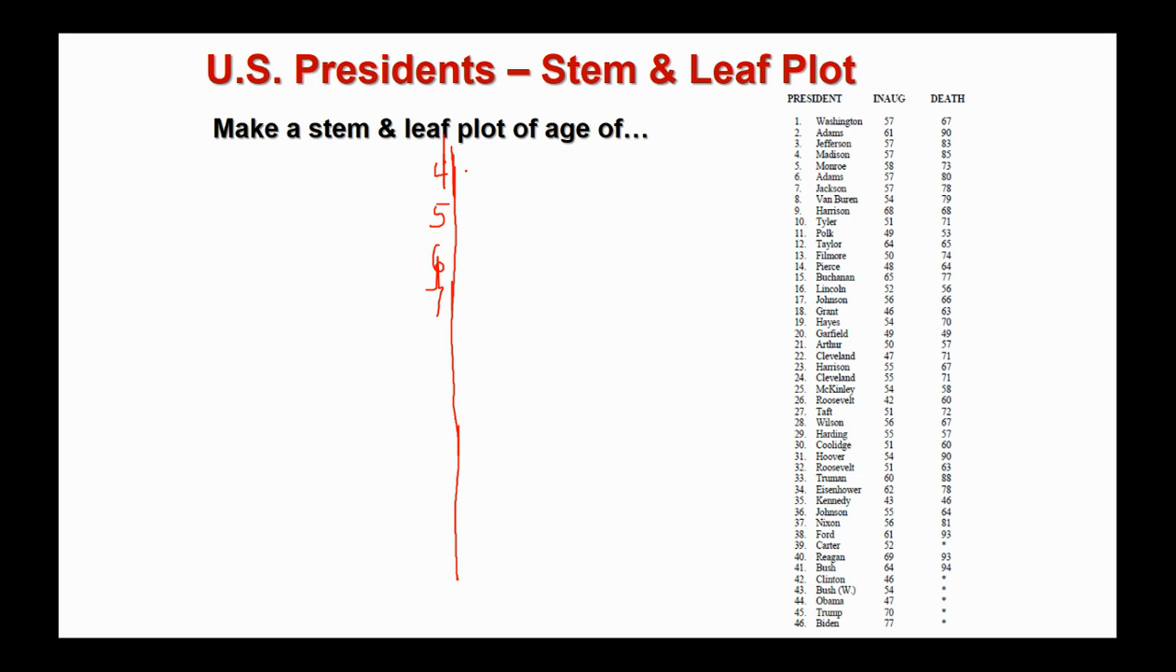Right, normally we would have one variable, so we go in this way. But if we're going to have two, we may decide that we're going to have inauguration on this side and death on this side.